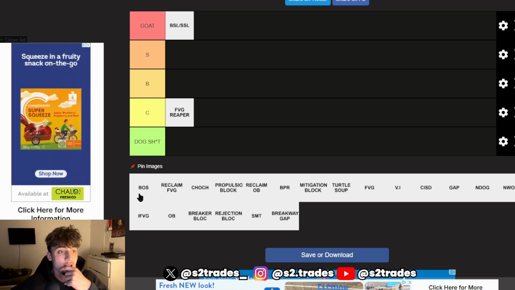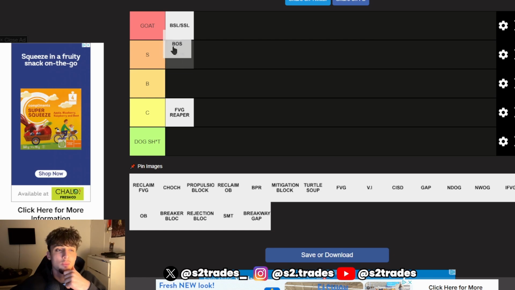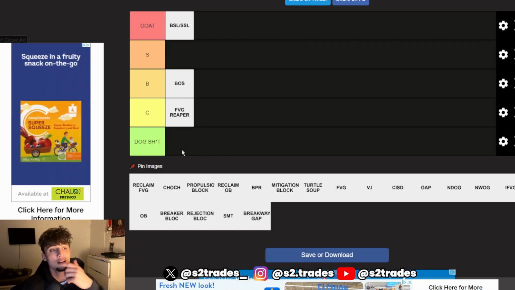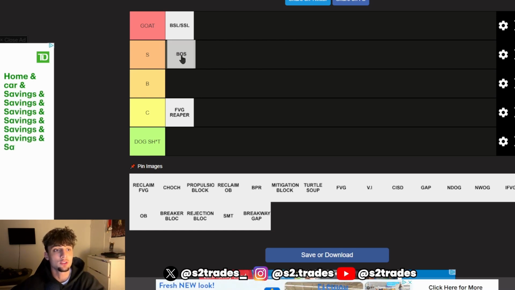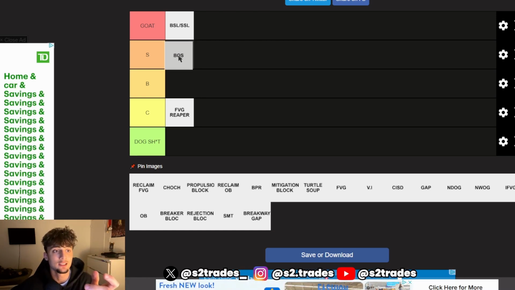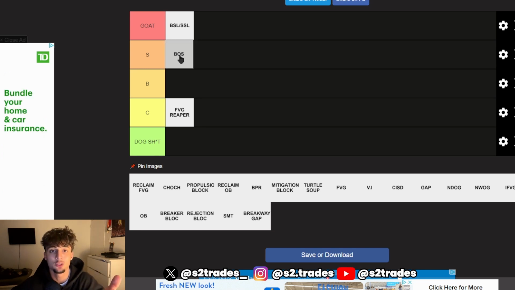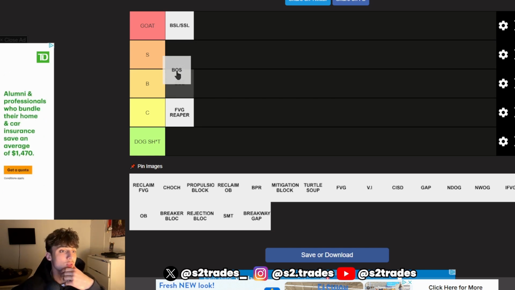Now break of structure, either B tier or S tier, not A tier. I mean, not GOAT, but S tier or B tier. That's the thing. I'll put it in B tier for now. I don't really use breaker structures anymore. And another reason why it's not S tier is because a lot of beginner traders that use breaker structure can't differentiate the ones that work and the ones that don't. So technically their breaker structure is a liquidity sweep and they get messed up. So if you know how to use it, it's a good extra confluence. So B tier for BOS.